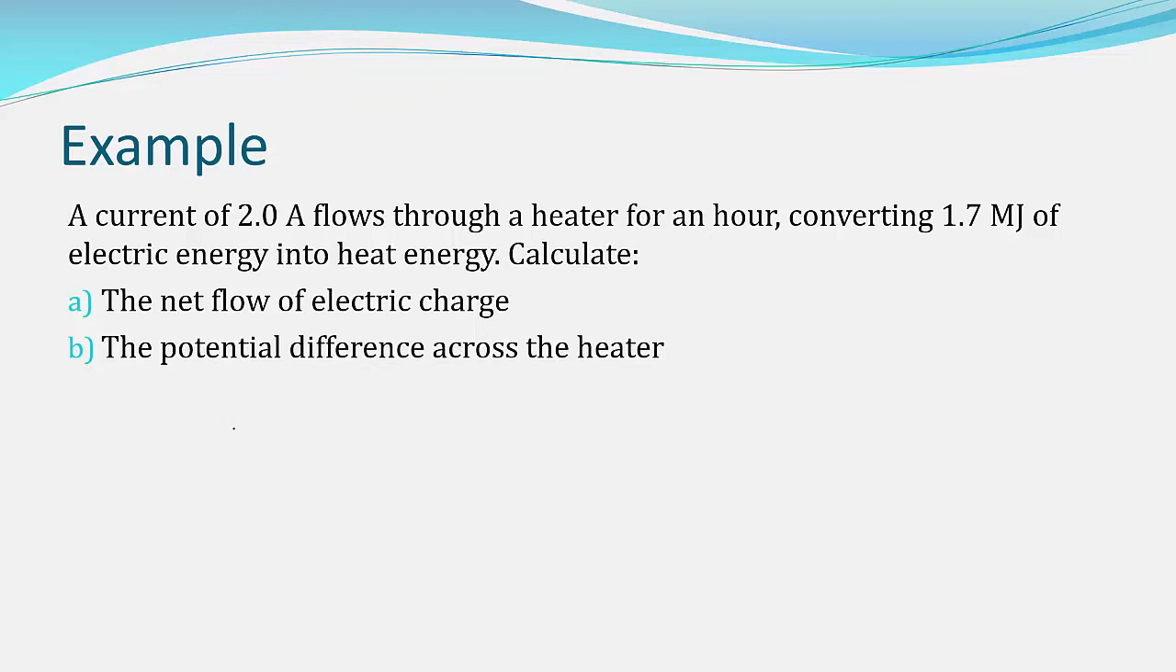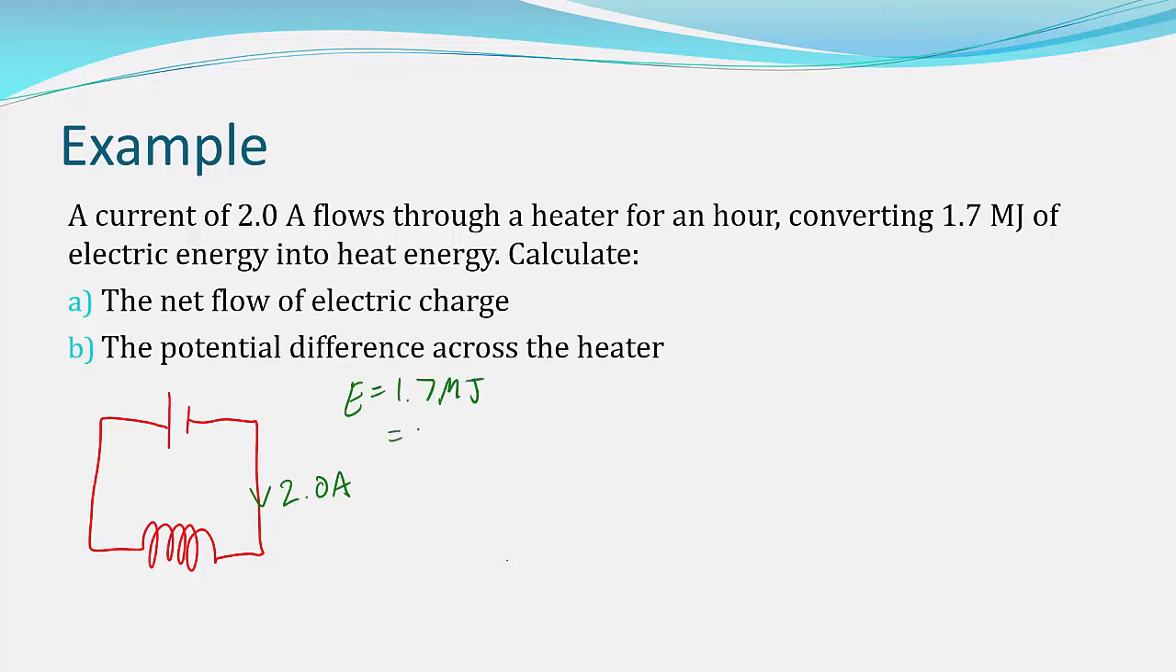So if I was to draw a diagram, I would have a sort of, and let's make the heater look like a coil. And what the question's telling us is that the current flowing through this heater is 2.0 amps, and it's telling you that the energy converted is 1.7 megajoules, which is 1.7 times 10 to the 6 joules. So that's how much work has been done. So is that enough information for you to answer those two questions?